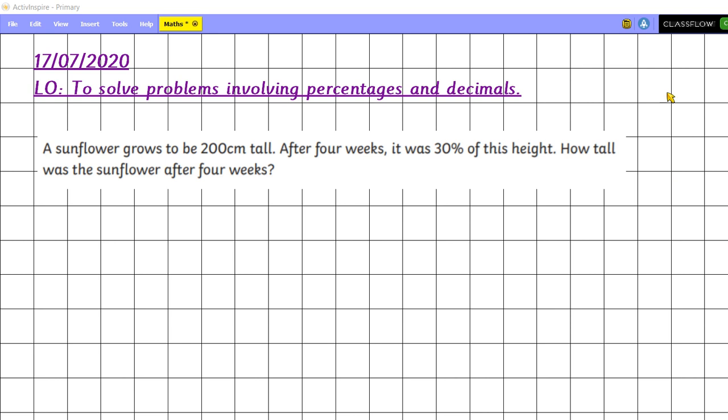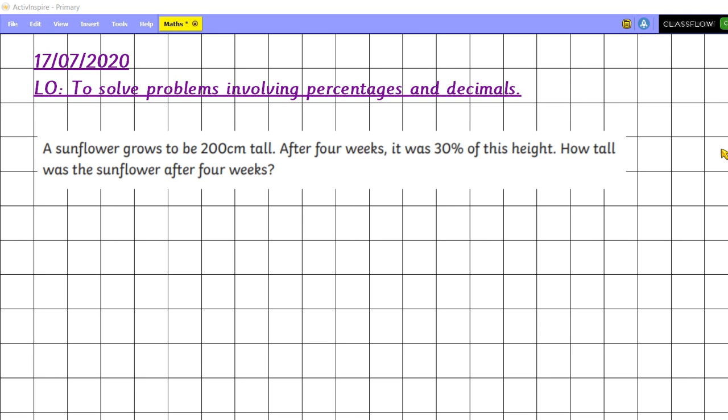So I've got the first question here, and it says a sunflower grows to be 200 centimetres tall. After 4 weeks, it was 30% of its height. How tall was the sunflower after 4 weeks?